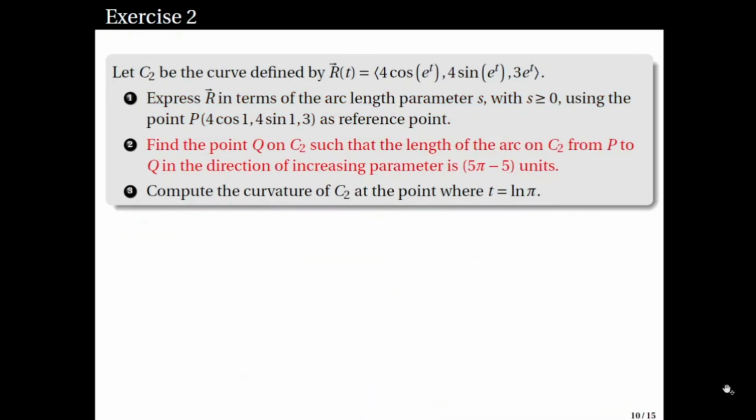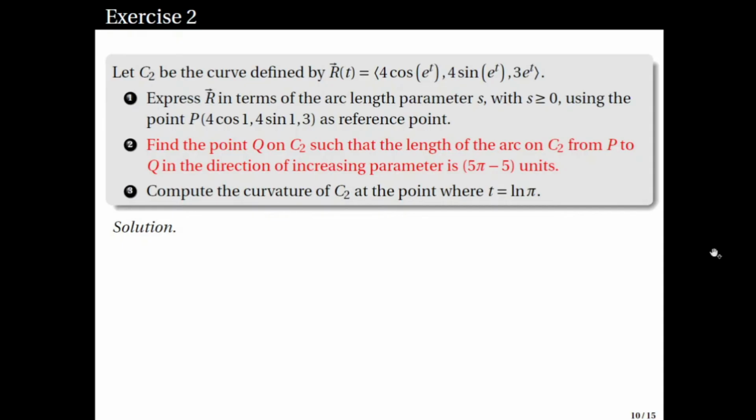For the second problem, we need to find another point Q on C2 such that the arc length on C2 from P to Q in the direction of increasing parameter is 5 pi minus 5 units. Now this is easier to solve because we have already the arc length parameter from number 1.